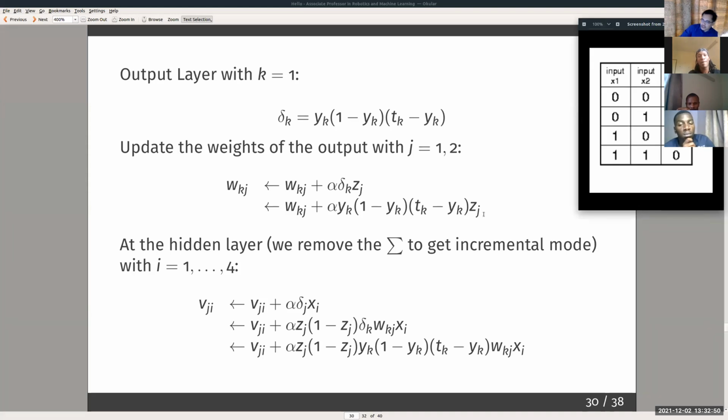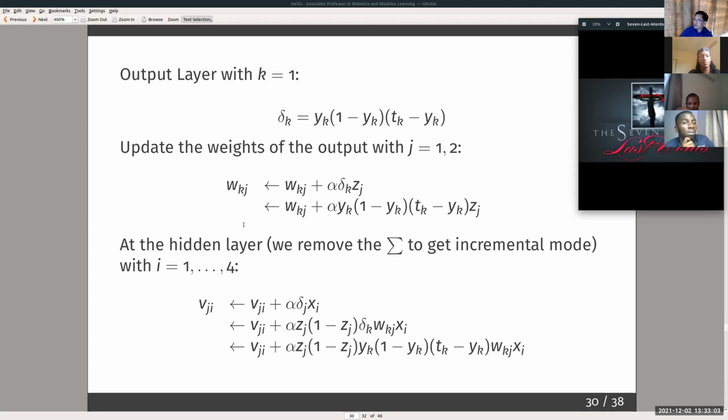Okay, so that means that in order to update your W11, there are three things that we need to update: W11, W12, and W10. Okay, so here, let's continue.